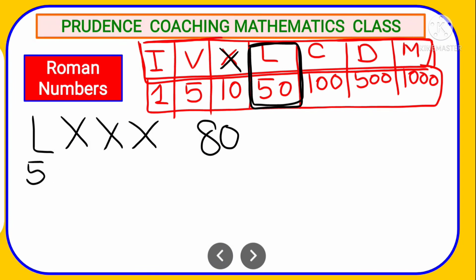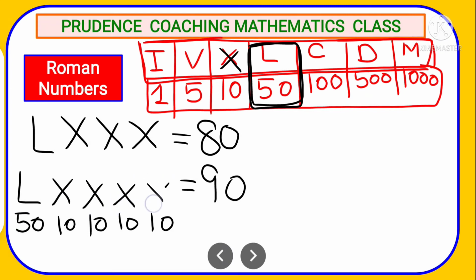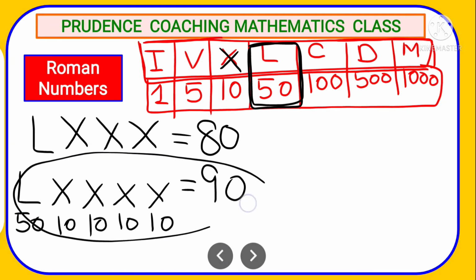Now my dear students, can you tell me how you are going to write 90? Then we need to write 50 first. 50 plus 10 plus 10 plus 10 plus 10. So this one is 60, 70, 80, 90. Am I correct? No, I am not correct. You cannot write it like this. This is wrong. Why is this wrong? Because here we have repeated 4 times, and a 4th repetition is not allowed.